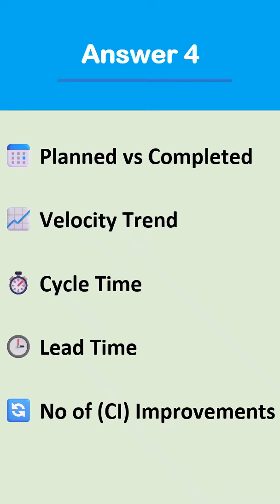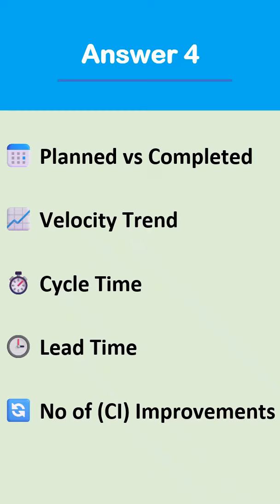And also what this particular trend is indicating. Do we see a lot of variations in our velocity? Like in one sprint the team is able to complete 40 story points, in another sprint they are able to complete just, let's say, 10 or 15 story points. So we need to look at velocity not just as a number, but as a trend, a holistic view. Third metric is the cycle time.